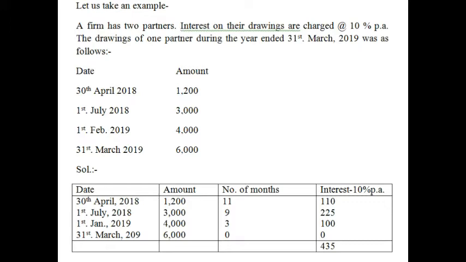And last drawing is made on 31st March, amount is 6000 and number of months 0, because 31st March is the last day of the financial year, so no months remaining there. So interest is also calculated as 0. So here interest is calculated separately for each, and the total amount of interest is coming to 435 rupees. This is based on the simple calculation: drawings multiplied by rate upon 100 multiplied by months upon 12.